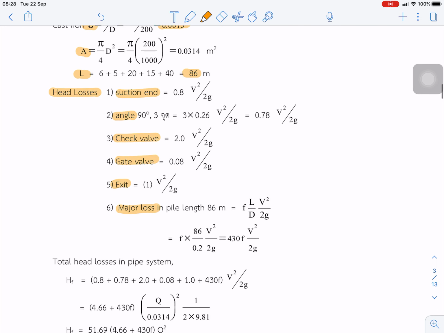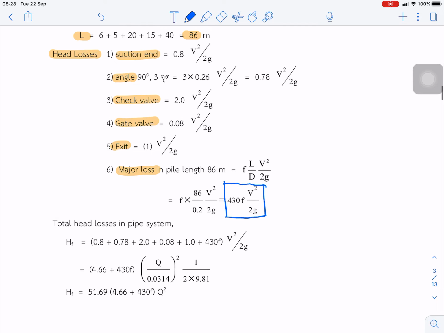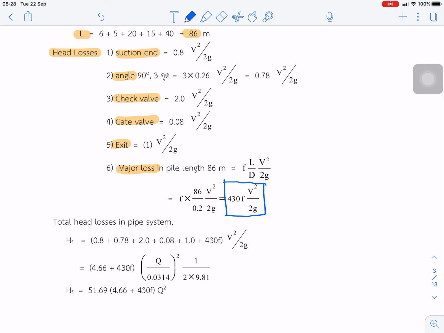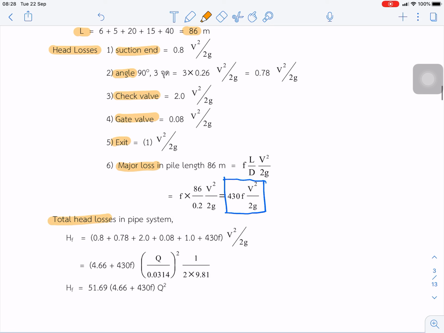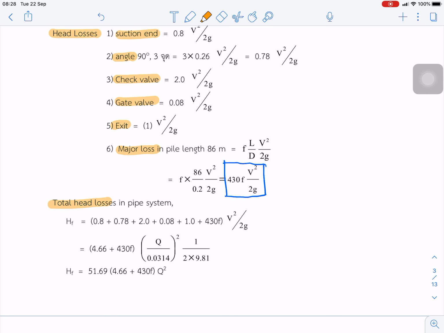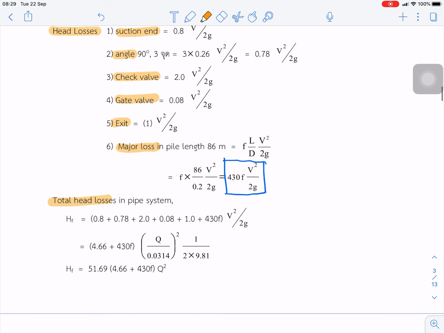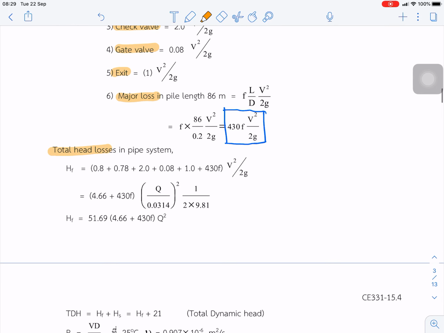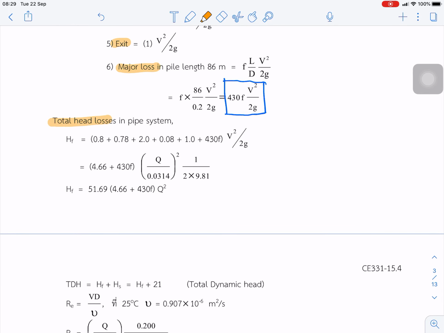Okay, so that is the equation for the major loss. It is a function of velocity and a function of friction factor, because we want to vary the Q. And next, the total head loss in the pipe system. So we can combine the minor loss with the major loss, and finally we got this equation for head loss, for friction loss.